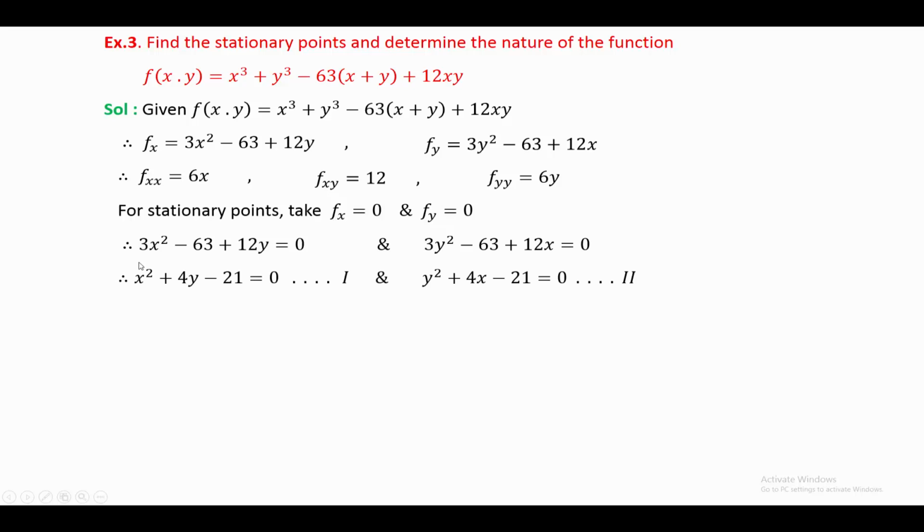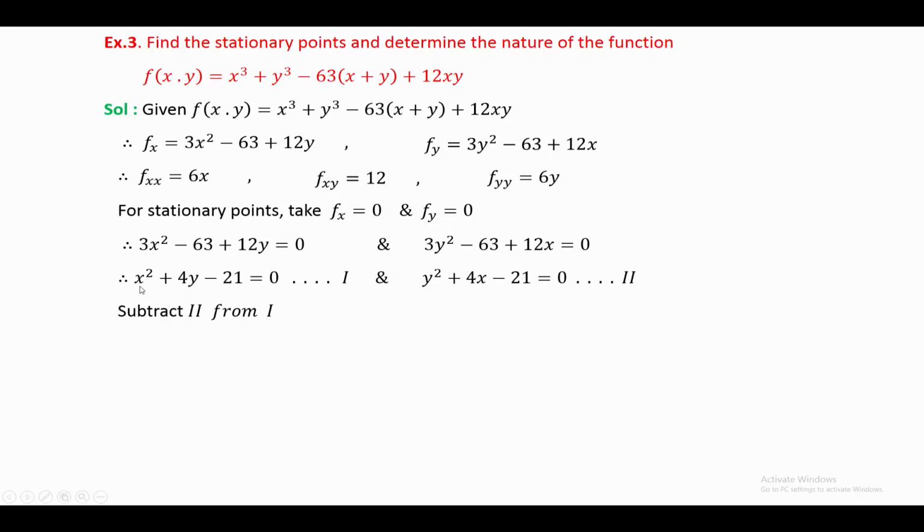equal to 0. Divide each term by 3 here, so we get x² plus 4y minus 21 equal to 0. Denote this as equation number 1. Here also divide each term by 3, we get y² plus 4x minus 21 equal to 0. Denote this as equation number 2. Now subtract these two equations. Subtract equation second from first.